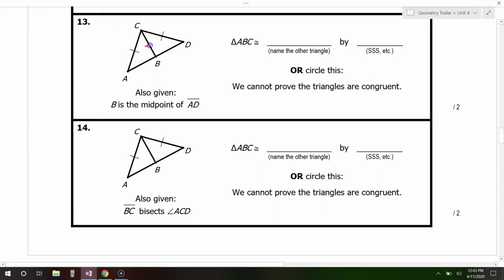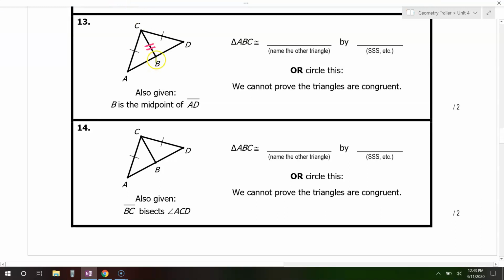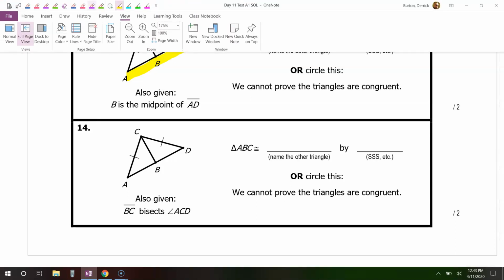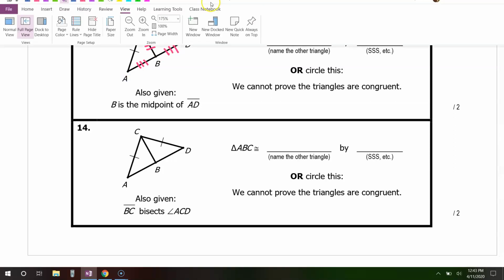All right, don't forget to mark the shared side. In addition to that, we're given some givens here. B is the midpoint of AD. If B is the midpoint of AD, here's AD. If B is the midpoint, that means that this side is congruent to this side. So now, let's just look at one triangle at a time and see what we have.